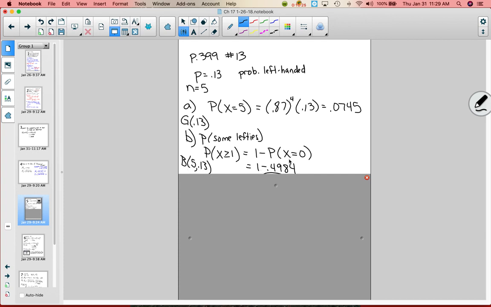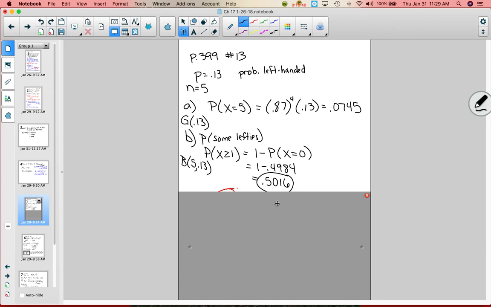So we can figure this out. You can do this on your calculator with binomial PDF and with 0, and then we come up with that answer. We get 0.5016 is the probability that there are some lefties.